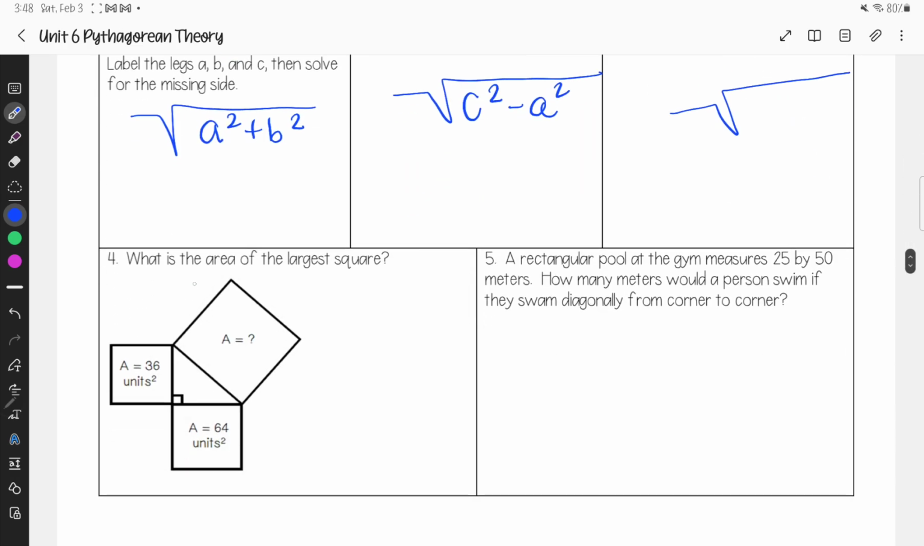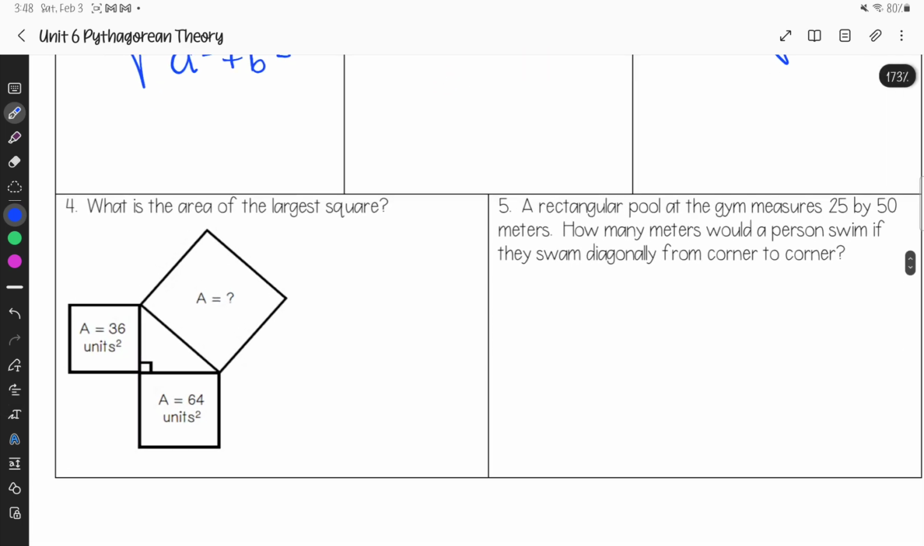On this one, what is the area of the largest square? This is exactly what we did on the grid paper at the beginning. When you look at this, if we take this square right here, there are 36 tiles in it. There's 36 tiles on that one, and 64 tiles in that one. So how many tiles should Pythagoras expect in there if he were building this?